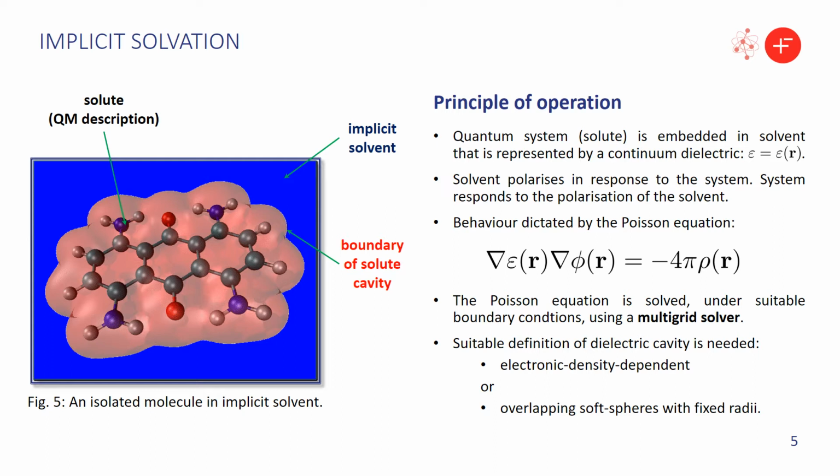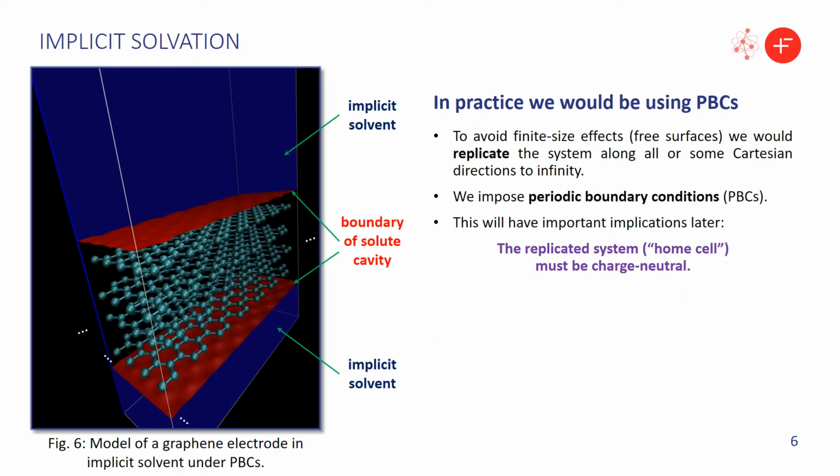To figure out the behavior of this implicit solvent, we need to solve the Poisson equation, and this is handled by a piece of software known as a multi-grid solver. This simple example I'm showing you here uses open boundary conditions. It's an isolated molecule, but for the study of interfaces we would be using so-called periodic boundary conditions. So a situation where the system is artificially replicated in all or some of the directions.